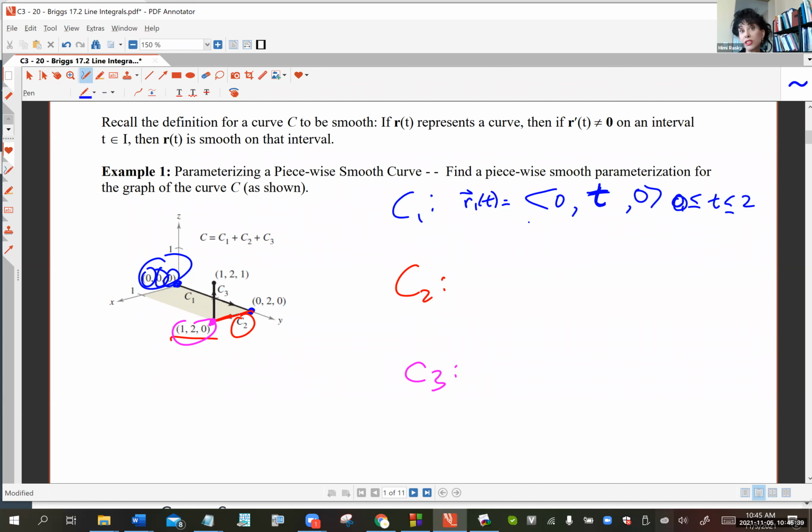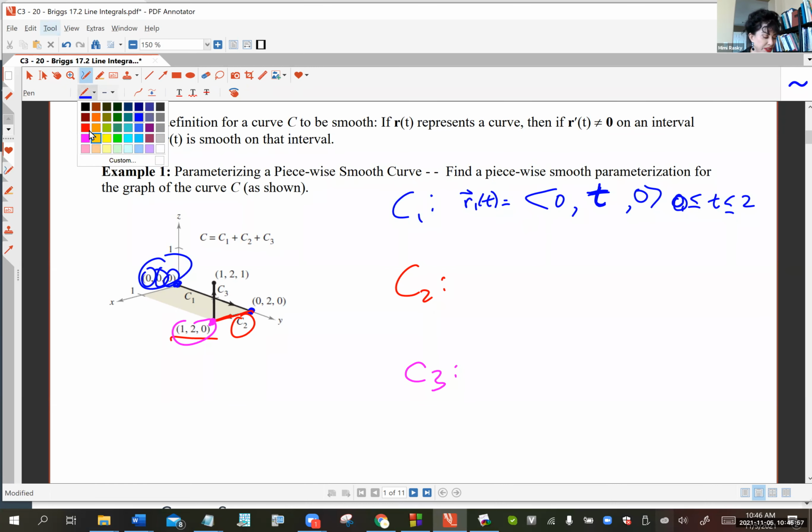Now, parameterization is not unique. So you could have picked another alternate parameterization that, as long as it matched the curve, it's still legit. Okay? I'll do another alternate one in a moment, but let me just go with this one.